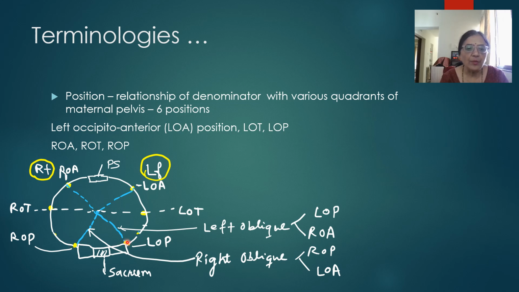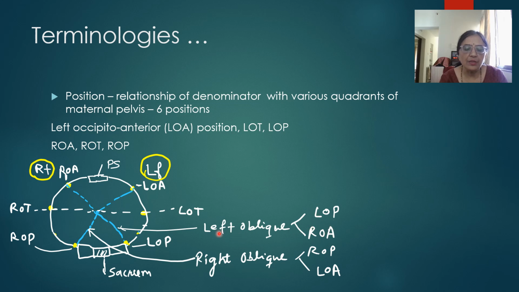So if it is a left oblique diameter, then there are two possibilities for the two positions which the fetal head can acquire. If the sagittal suture is in the left oblique arc, it can be either left occipito-posterior or right occipito-anterior. And depending on the presence of the posterior fontanelle, confirming here that the posterior fontanelle is there, we can differentiate between these two.